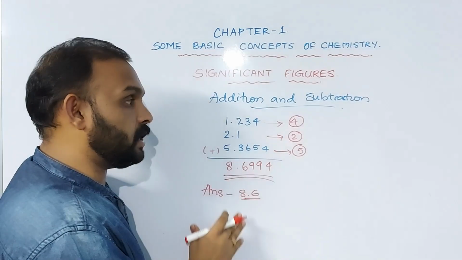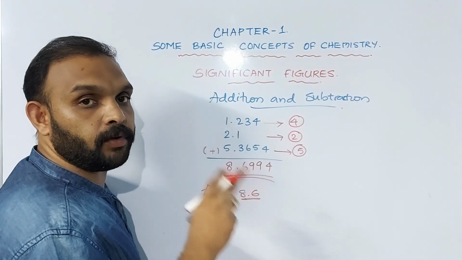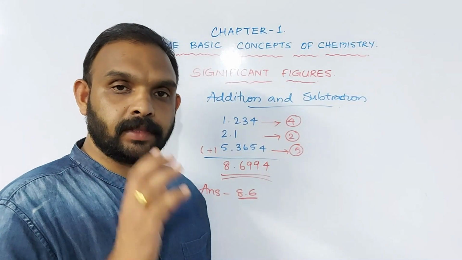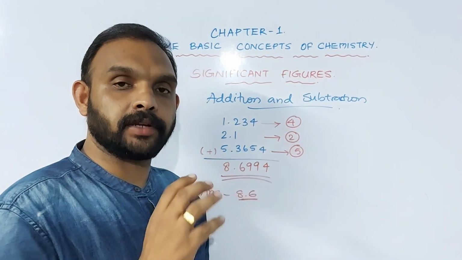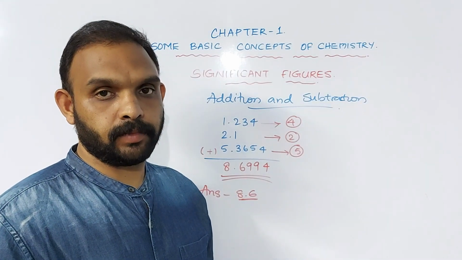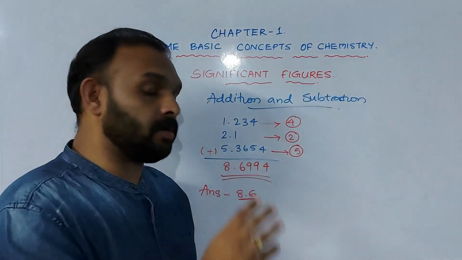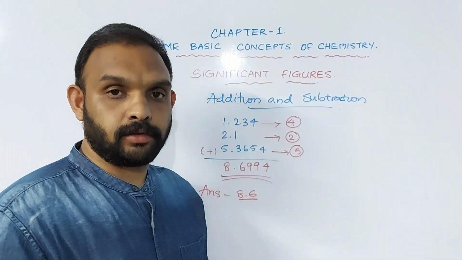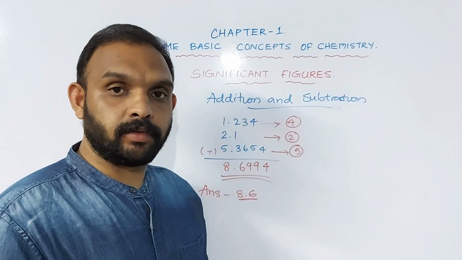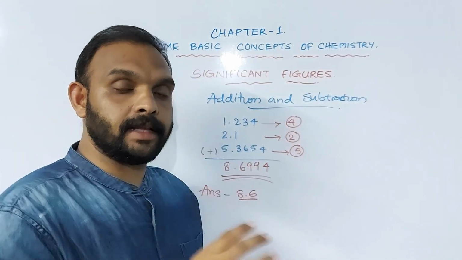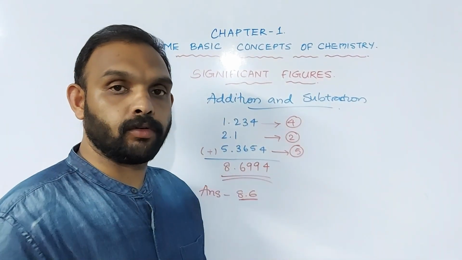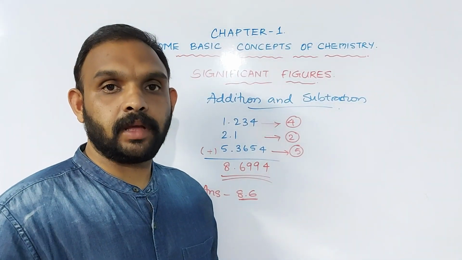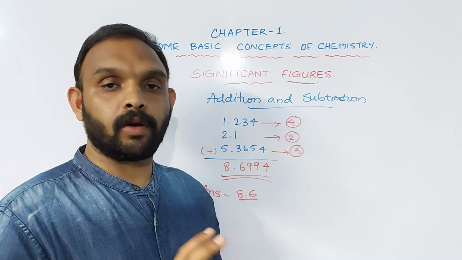So for addition and subtraction, we have to follow the same rule. Clear? Okay. We will follow the same rule for multiplication and division also. That means the least number of significant figures must be there in the answer also. We will write the answer with the least number of significant figures present in the question. Clear? Okay. Now we have some rules regarding rounding off.